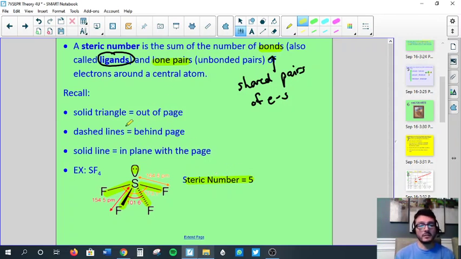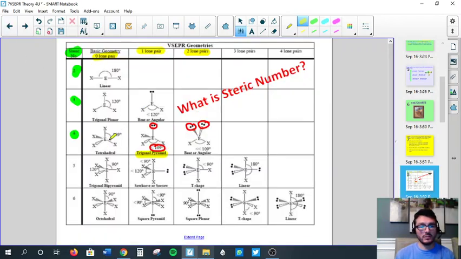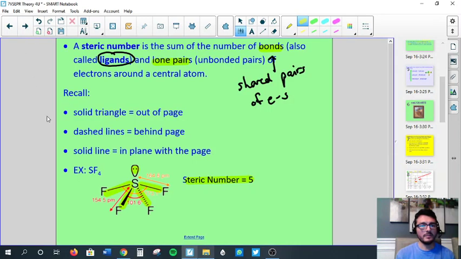Since we're here, let's talk about what these lines mean. So a solid triangle, I know in our chart they don't appear solid. I'll highlight that for you. See, they don't appear solid. They should be. They typically are. So this is solid here, right? So that means it's going out of your page towards you.